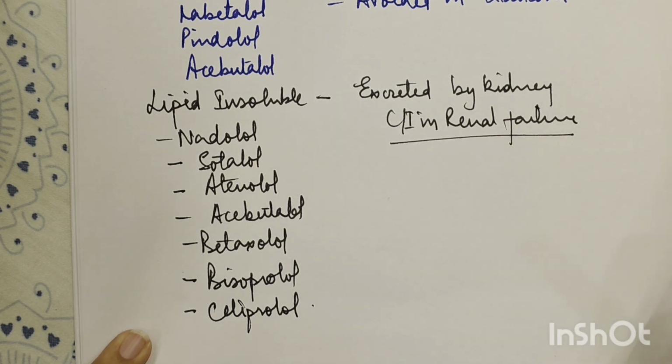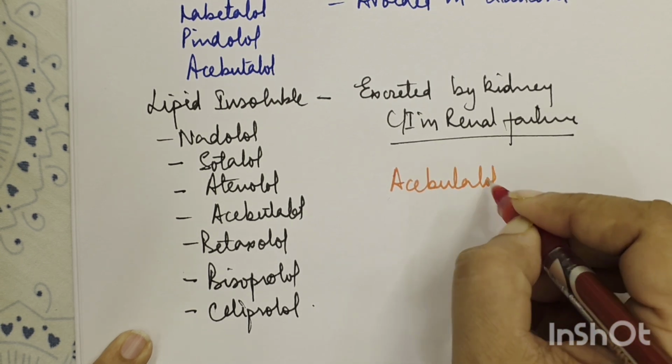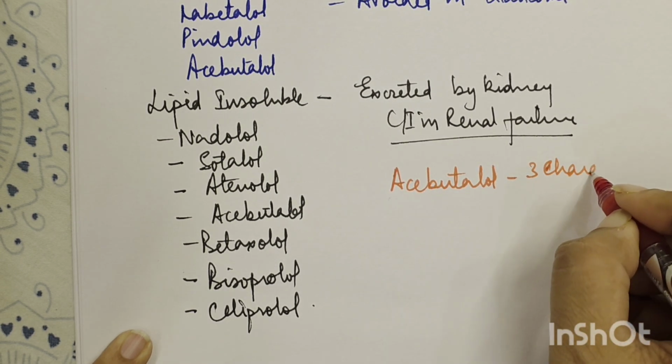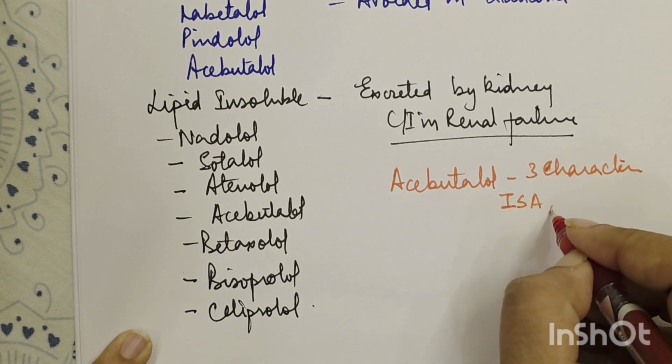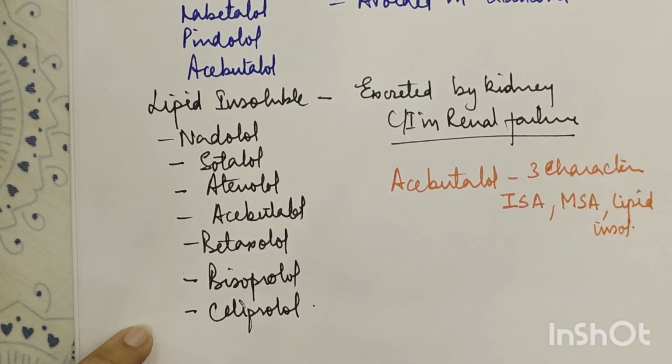As I've told you earlier, nadolol is the longest acting and esmolol is the shortest acting. Another thing is that acebutolol has got all three characters. That is, it has intrinsic sympathomimetic activity, membrane stabilizing activity, and it is lipid insoluble also.